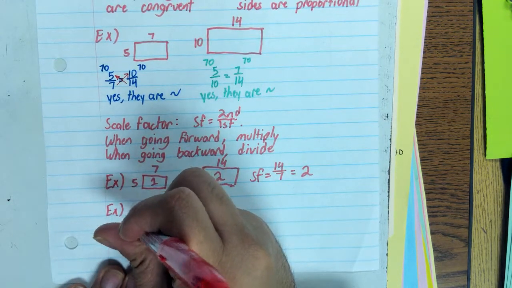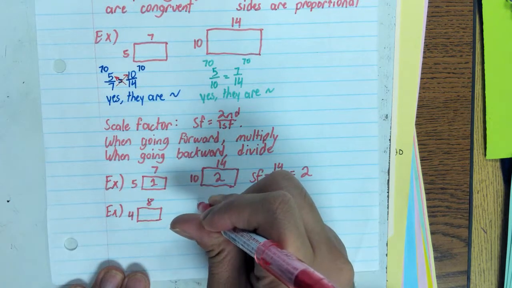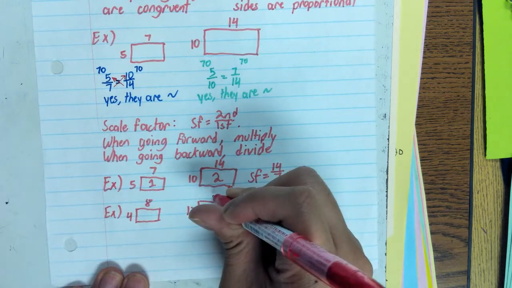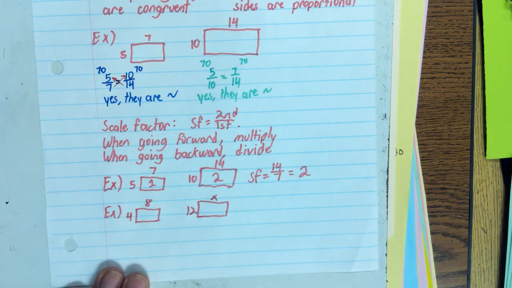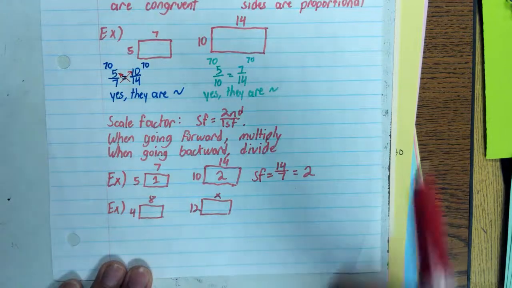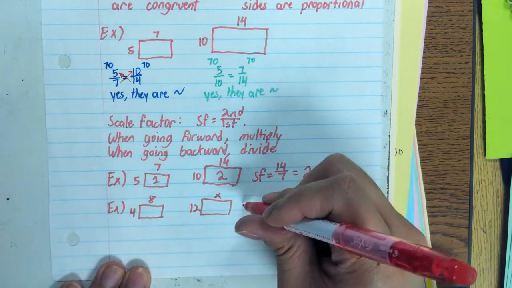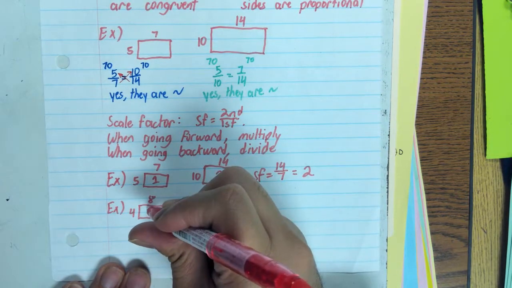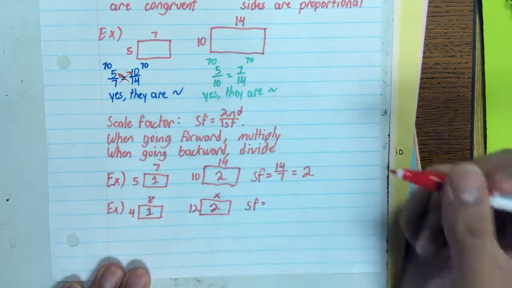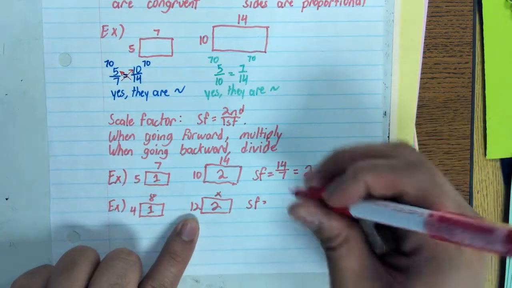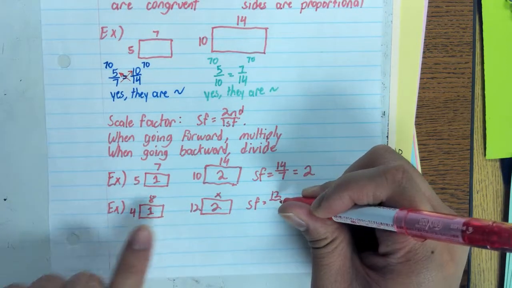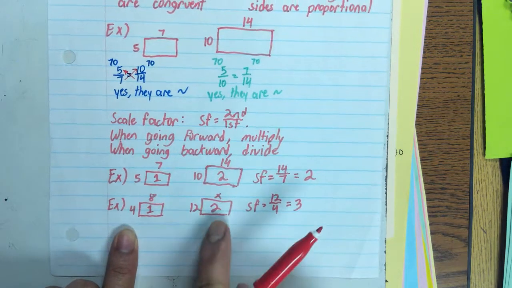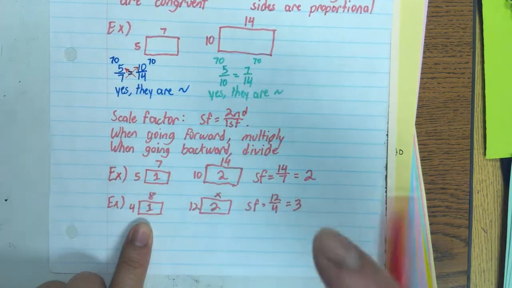So, 4, 8, 12, x. If we're missing a side, this is where we use scale factor. So again, let's calculate scale factor. This time, let's still call this my first, this is my second. So scale factor, my second number, 12, divided by my first number, 4, gives me 3. That means this rectangle is 3 times bigger than this.